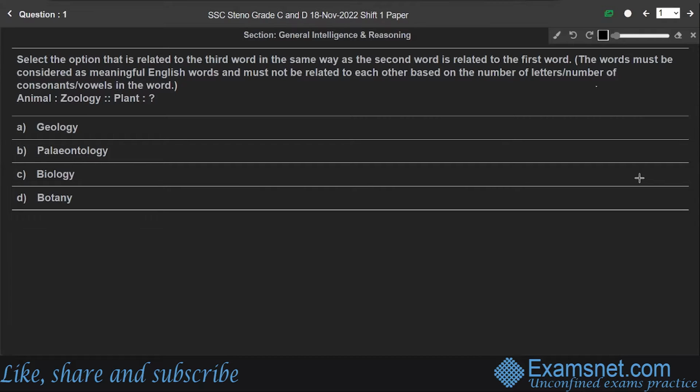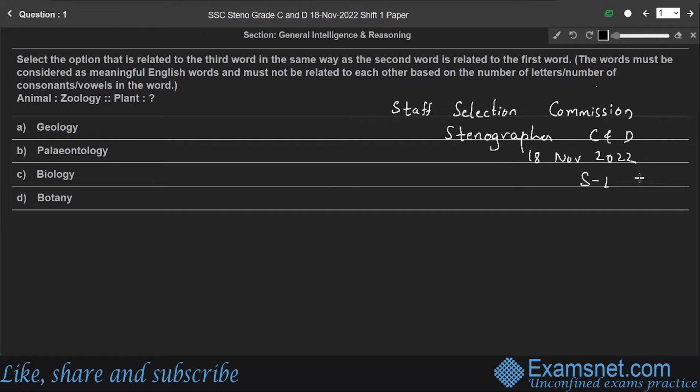Hello students, today we are going to solve the SSC Steno Grade C and D paper. Staff Selection Commission, Stenographer Grade C and D paper, 18th November 2022, Shift 1 paper. Best of luck to you all.